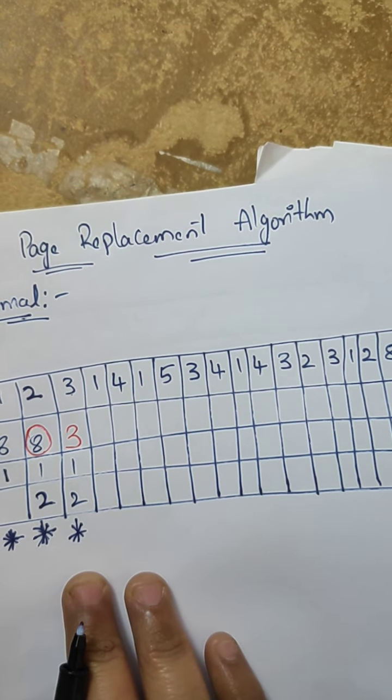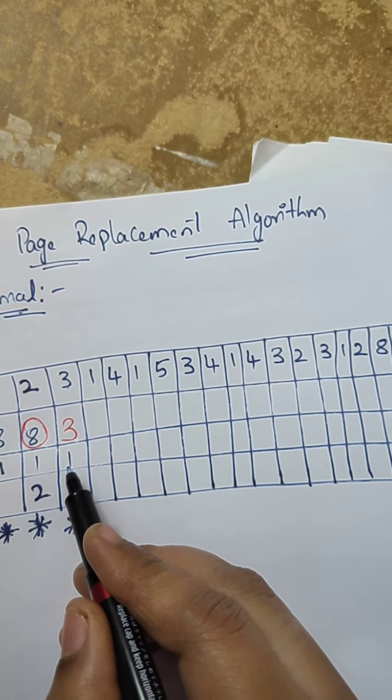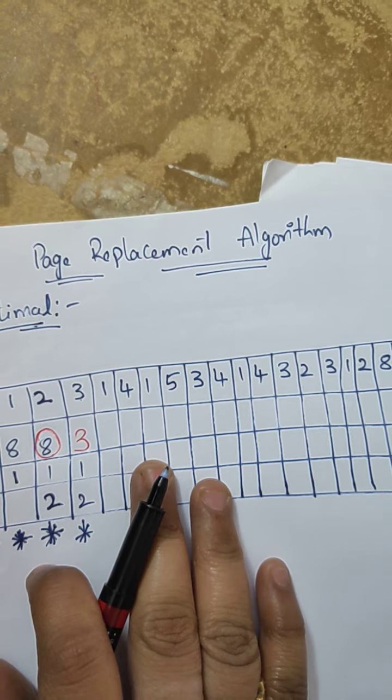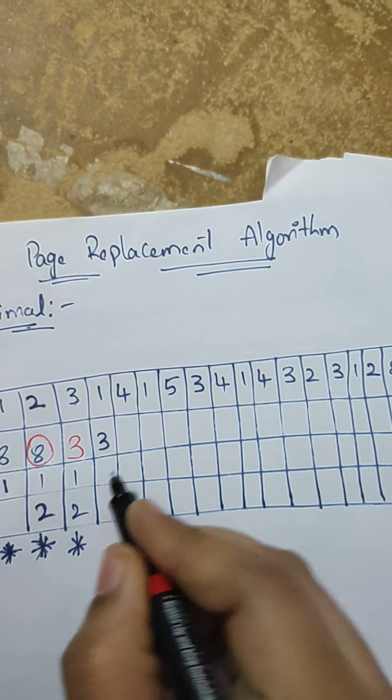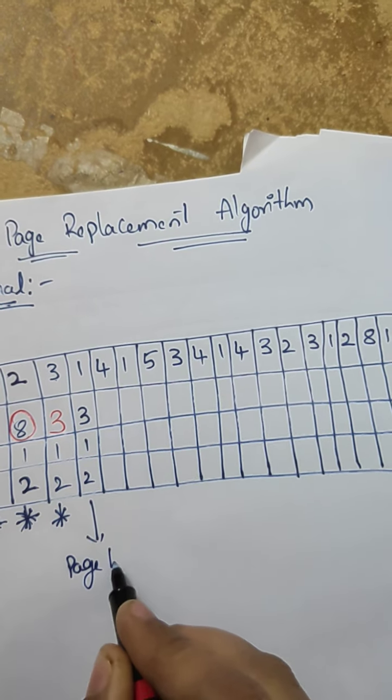As 3 also does not exist in the main memory, that's why it is a page fault. Now the next demanded page is 1. So 1 already exists. If the page exists in the main memory, we say it is a page hit. So as usual it stays 3, 1, 2, and we mark this as a page hit.